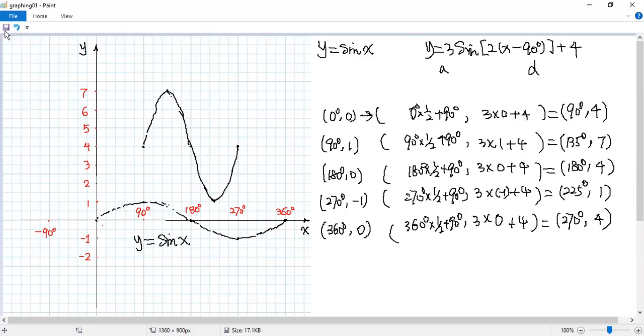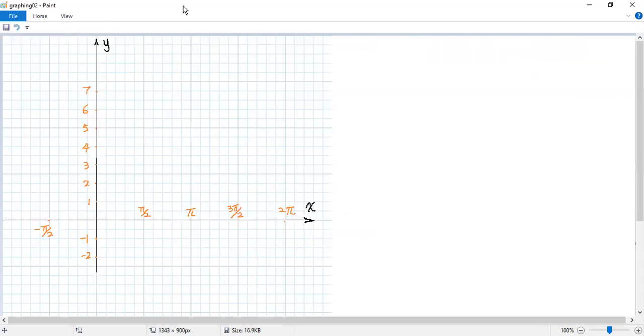Now let's see how to graph sinusoidal functions based on cosine. This time we use radians. First, let's graph y equals cosine x. We know cosine 0 equals 1. Cosine half pi is 0. Cosine pi is -1. Cosine 3 pi over 2 is 0. Cosine 2 pi equals 1. These are the key points of cosine.